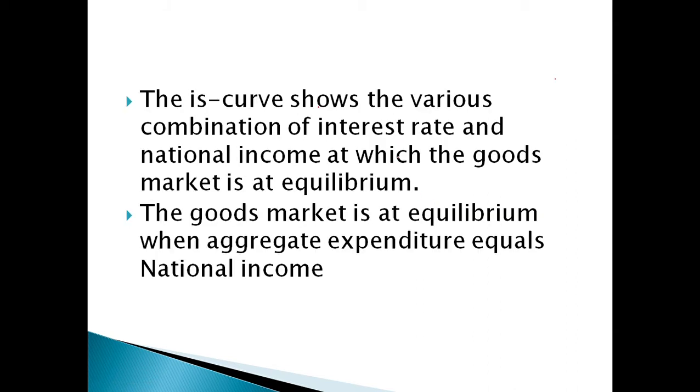But before we proceed, it is worthy to note that the IS curve shows the various combinations of interest rates and national income at which the goods market is at equilibrium. And we say the goods market is at equilibrium when aggregate expenditure is equal to the national income. In other words, the total goods and services produced in the economy is what is sold.